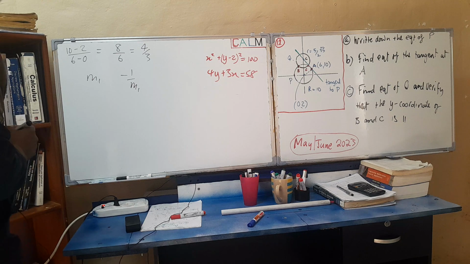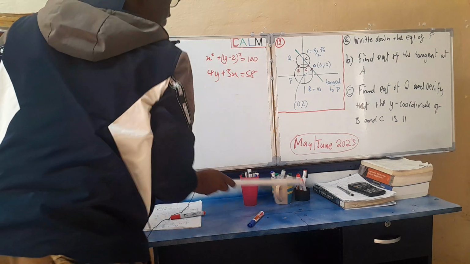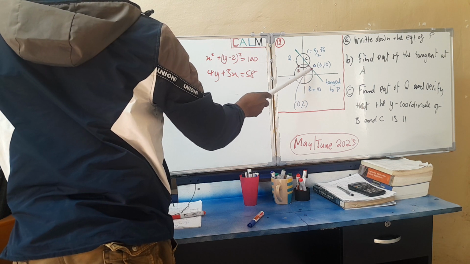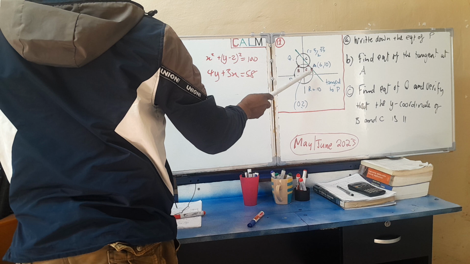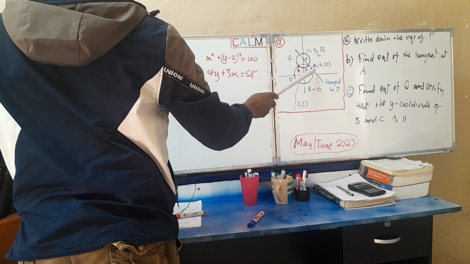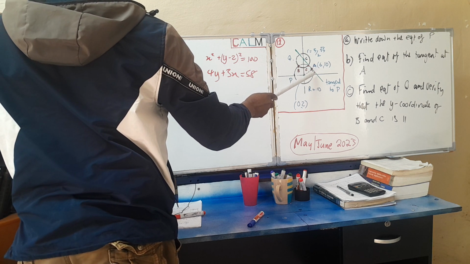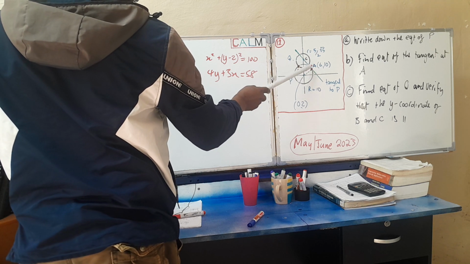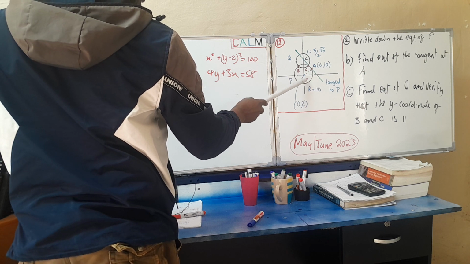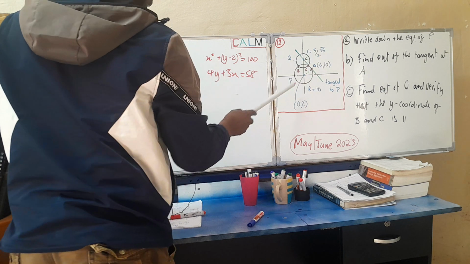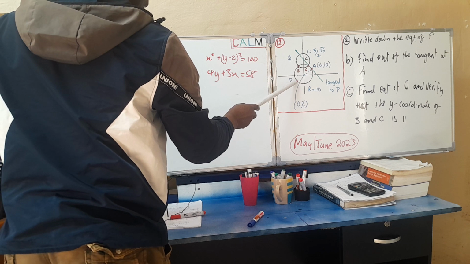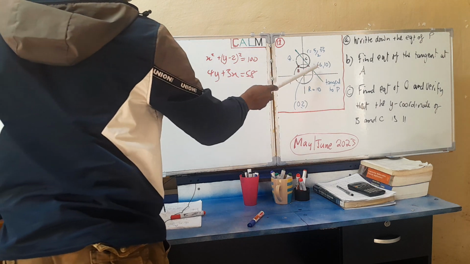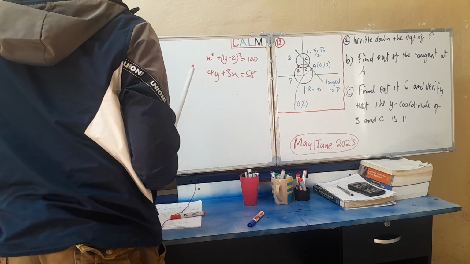Let me just go through that. We have this line, which I have drawn, the line from the center to the point A. It's a radius of the circle. So the radius of the circle is always at right angles to the tangent at that point. The radius here will be at 90 degrees to the tangent there. So this line and the tangent are at 90 degrees to each other.